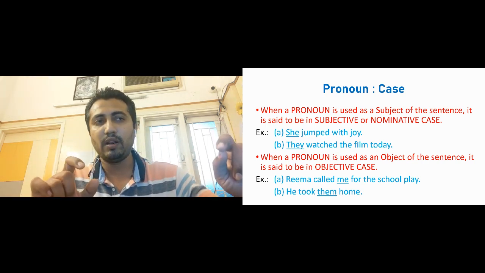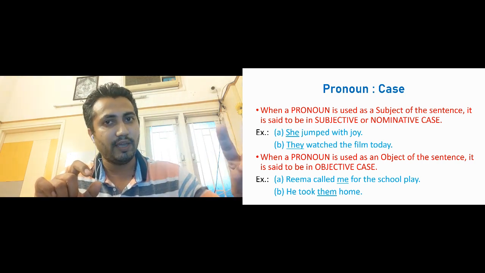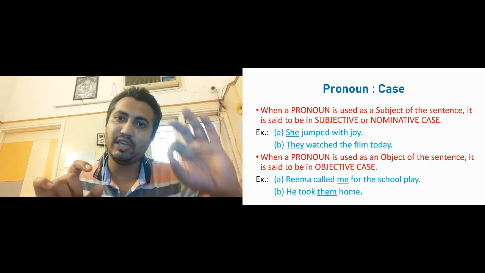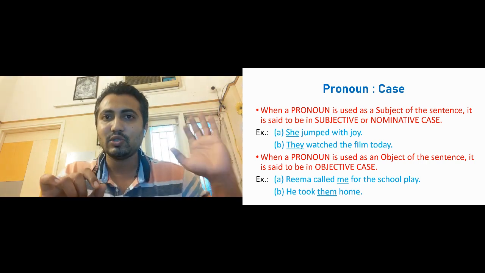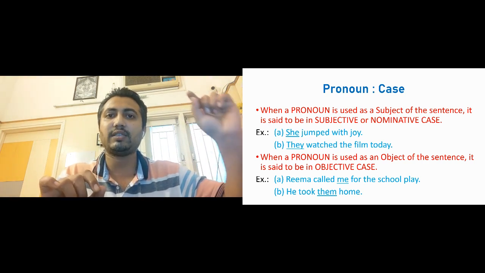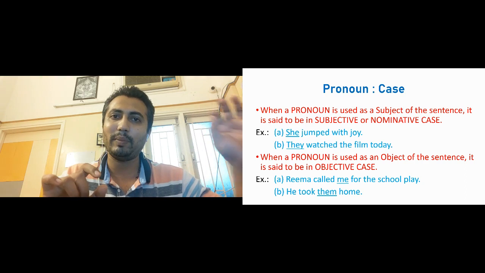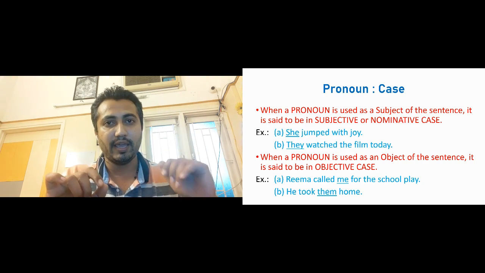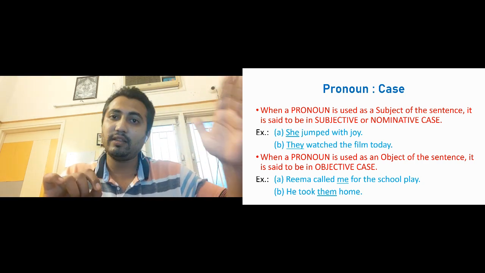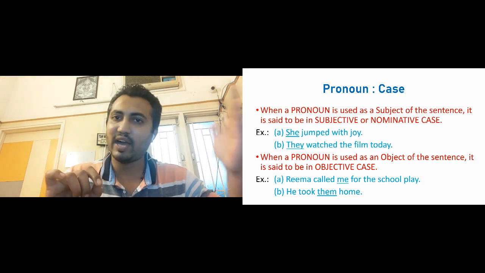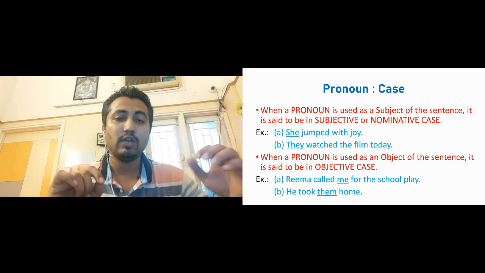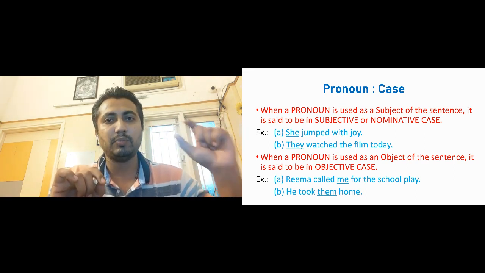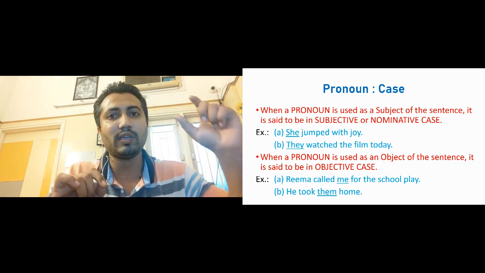Okay, now look at the example. She jumped with joy. She is the pronoun and she is the subject in the sentence. So she in this sentence is in subjective case or nominative case. Next example. They watched the film today. Now here what is the pronoun? They. And they is the subject in the sentence, the doer of the action, about whom the sentence is telling. So here they is in subjective case or nominative case.